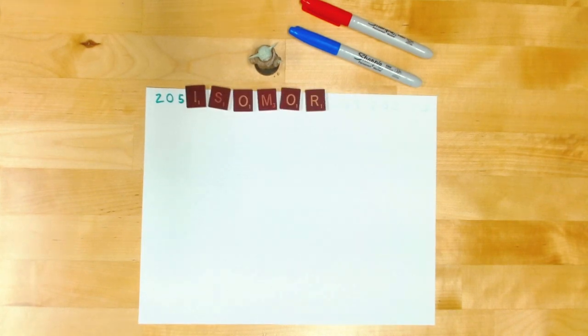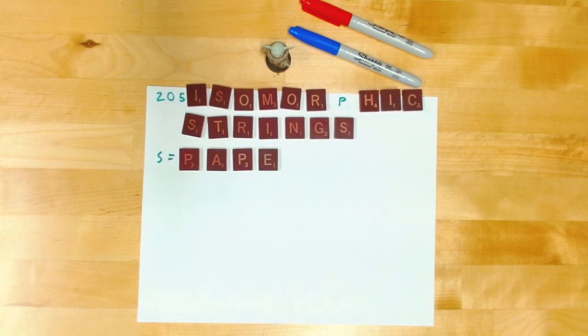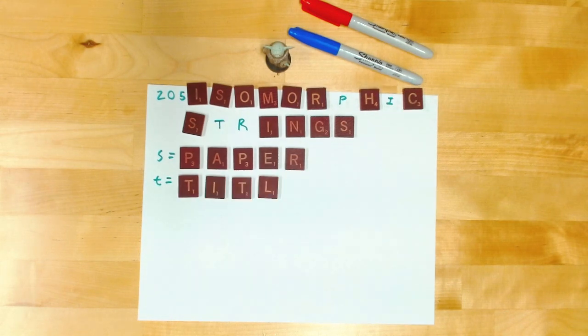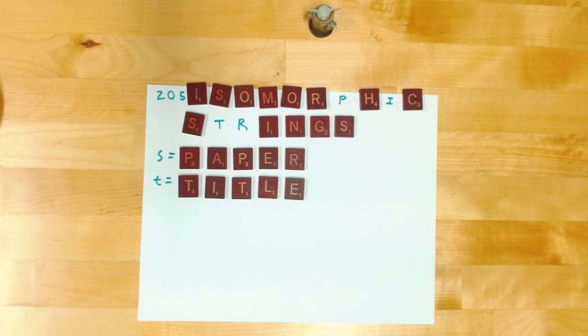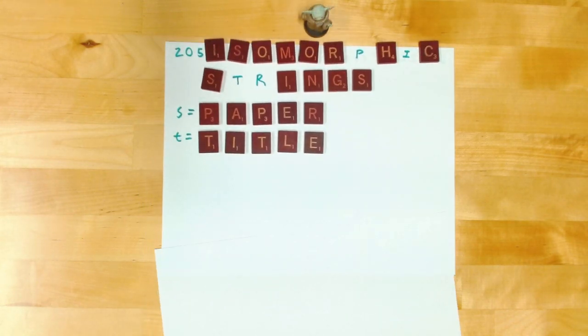Today we'll be covering Leetcode 205, Isomorphic Strings. Given two strings, S and T, determine if they are isomorphic. Two strings, S and T, are isomorphic if the characters in S can be replaced to get T. All occurrences of a character must be replaced with another character while preserving the order of the characters. No two characters may map to the same character, but a character may map to itself.